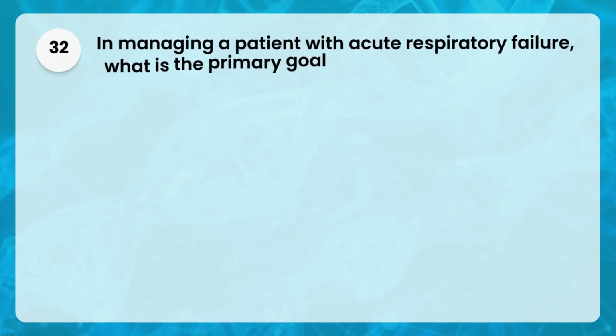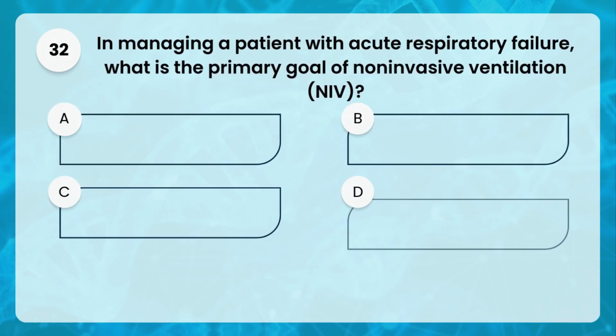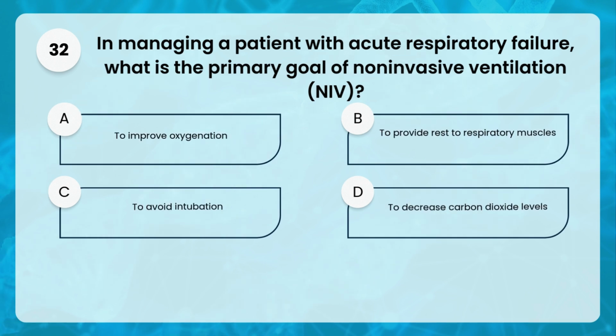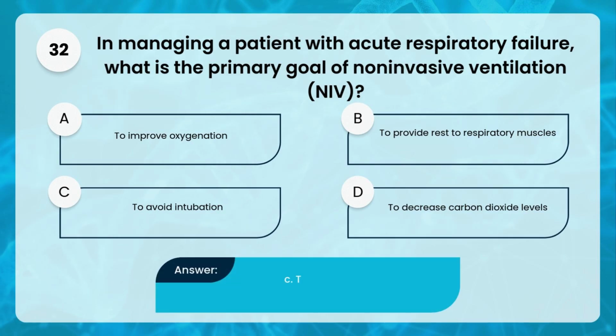32. In managing a patient with acute respiratory failure, what is the primary goal of non-invasive ventilation, NIV? A. To improve oxygenation, B. To provide rest for respiratory muscles, C. To avoid intubation, D. To decrease carbon dioxide levels. The answer is C. To avoid intubation.